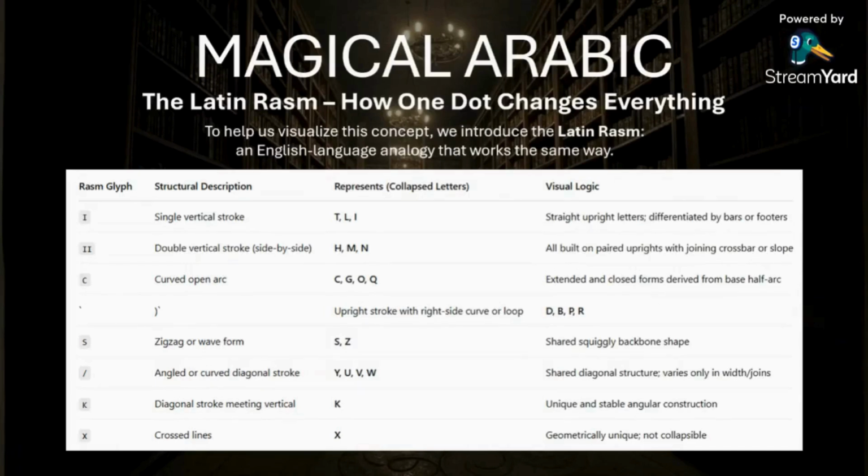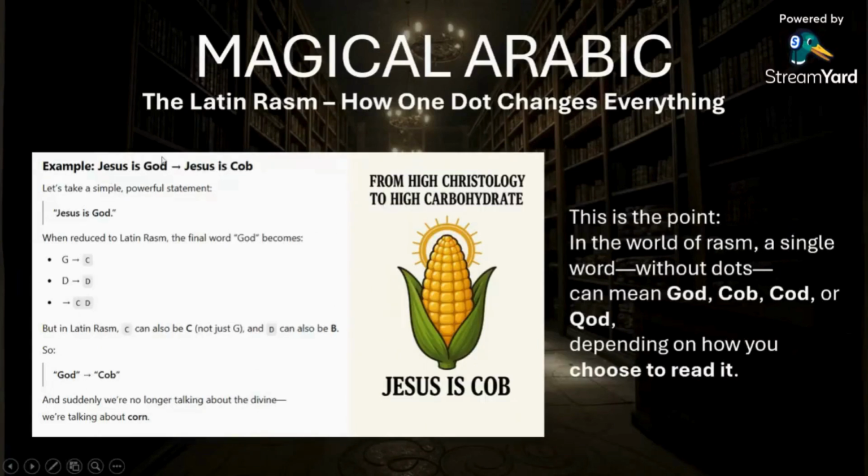So this is nothing concrete or important necessarily, don't take notes on this, guys. This is just a mock-up. Using this mock-up, let's take the very simple sentence, Jesus is God. If you take the word God, you would cut out the vowel, right? There are no vowels in the Rasm, okay? So there is no O. You just have GD. But worse yet, you don't actually have GD.